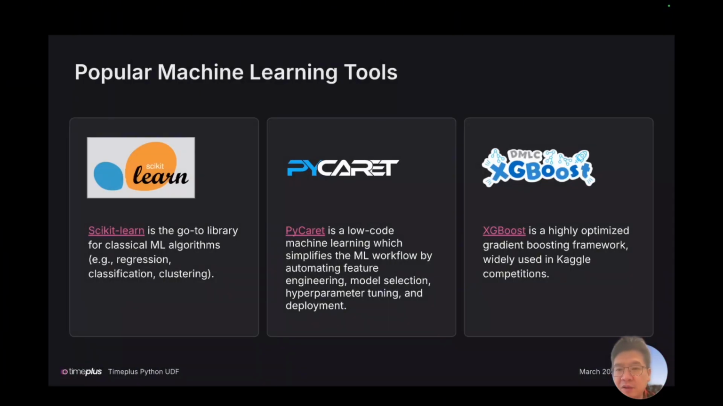There are a lot of popular machine learning tools like scikit-learn. It's the most popular one, and people use it quite a lot. PyCaret is a low-code machine learning library that can help you do model selection and hyperparameter tuning. It's a very good tool. If you are not a data scientist and don't know the complex concepts behind machine learning, you can probably use PyCaret to simplify your model selection process. And also XGBoost, which has been widely used in competitions. It's a very powerful machine learning tool.